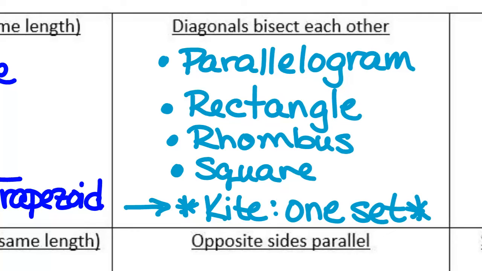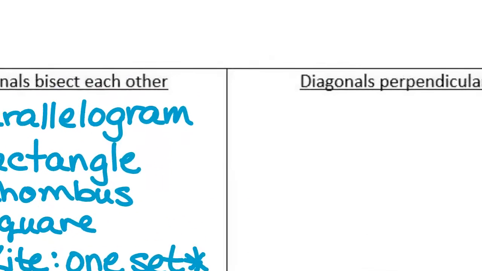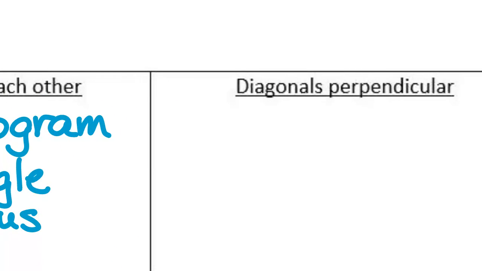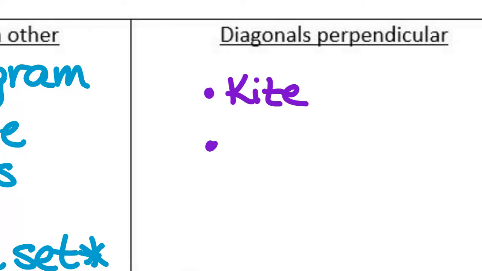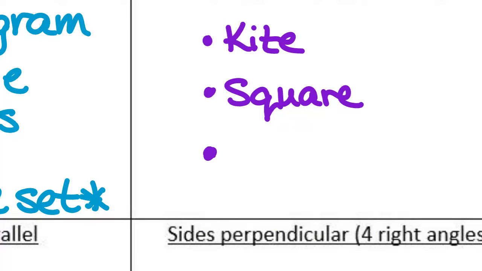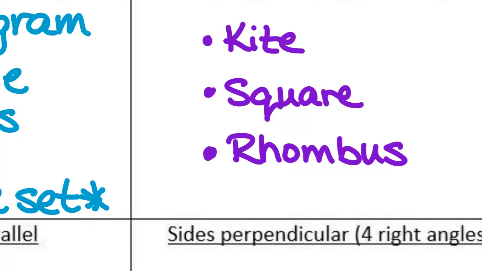Which shapes have diagonals that are perpendicular, that form right angles? Which one? Kite. What else? Square. And there's one more. A rhombus. So our 2 shapes that have 4 congruent sides, and then also kites.